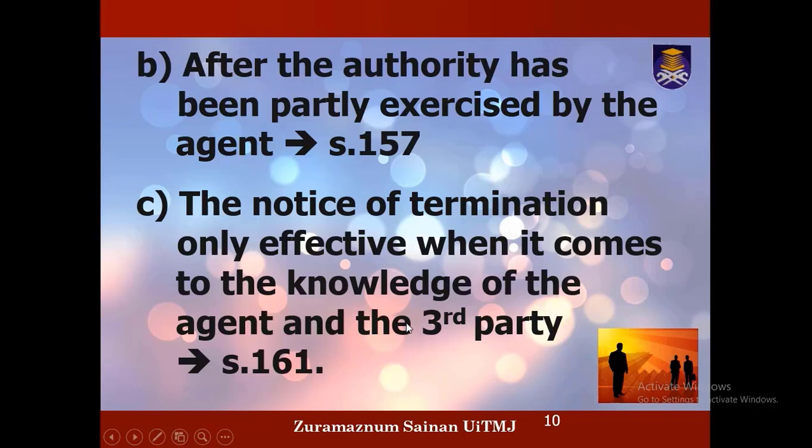So katakanlah, the principal dah hantar notis 1 hari bulan Oktober. And then on the 2nd October, the agent contracted with the third party on behalf of the principal. Only on the 3rd October, the agent and the third party have the knowledge of the termination of the agent. The notice of termination is only effective when it comes to the knowledge of the agent and the third party. That is on the 3rd. Sedangkan on the 2nd, contract pun dah been made between the agent and the third party. So the contract is already binding upon the principal on the 2nd October.